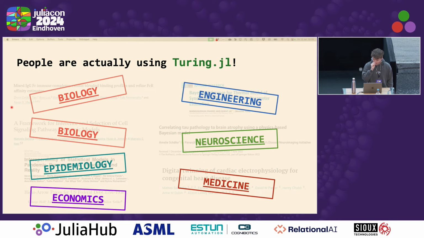People that have actually interesting problems, interesting data that they want to do some inference for, are using Turing to actually solve these problems. So these are applications that happen in biology, epidemiology, economics, neuroscience, and so on and so on.